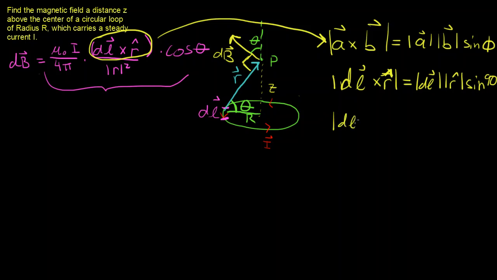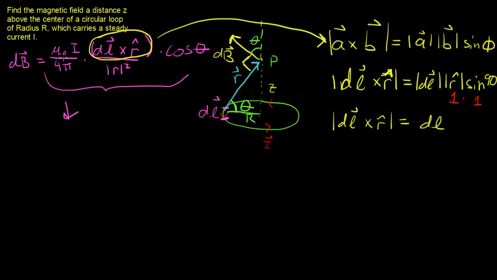So then dl cross r hat: sine of 90 is 1. The magnitude of r hat is also 1. That is the definition of a unit vector. So this is 1, this is 1, and so all we're left with is the magnitude of dl, which we're just going to call dl without the vector symbol over it. So this really narrows things down for us. It really helps us out.